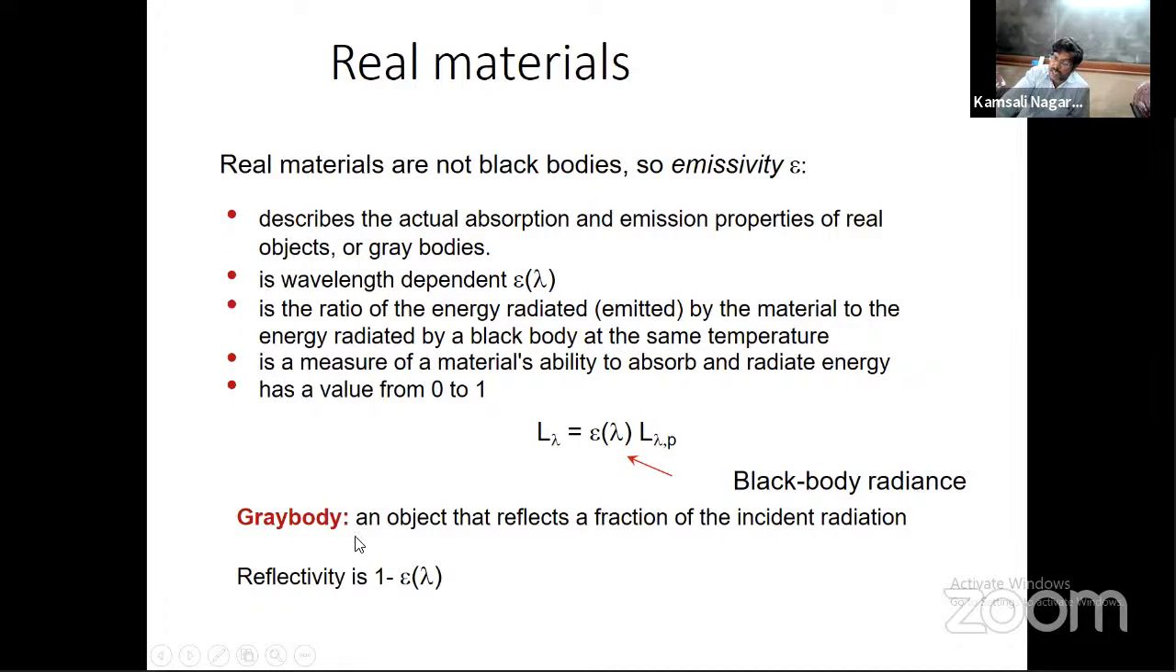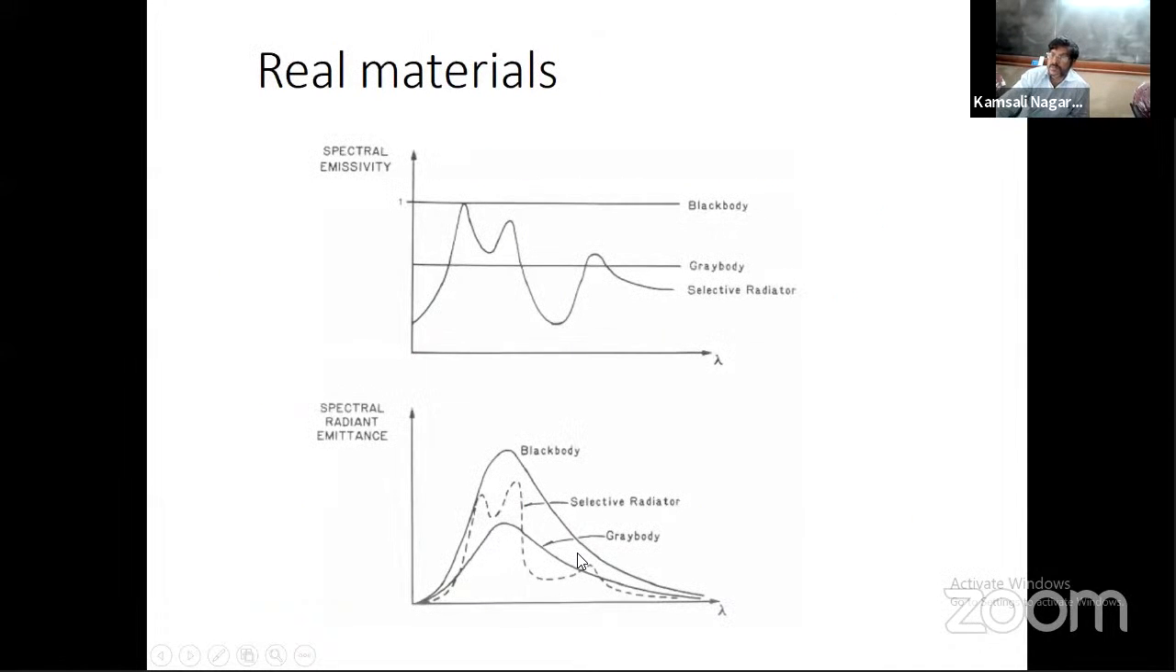A gray body is nothing but an object that reflects a fraction of the incident radiation, 1 minus epsilon of lambda. Now, how do real metals show that? The top one shows the perfect black body, with no reflection at all. This one is for the gray body in between. This is the selective radiator, where you can expect a peak at a particular wavelength. It is the same spectral radiant emittance. Here is how it has to vary. Both are one and the same thing, but it is shown for a perfect black body.